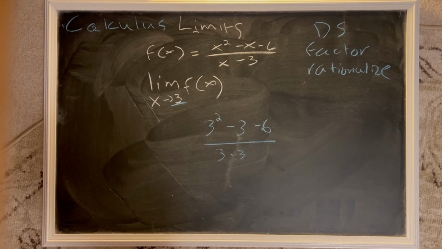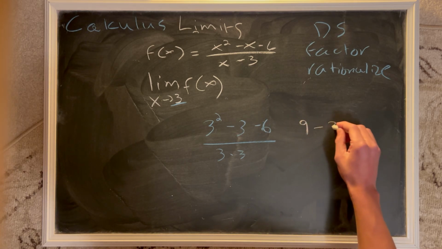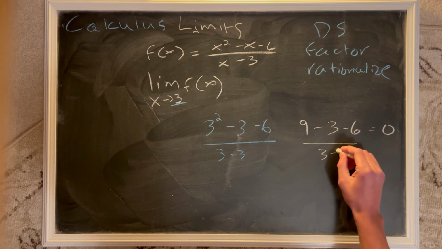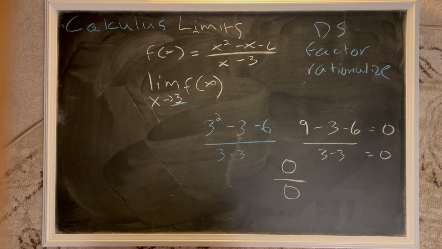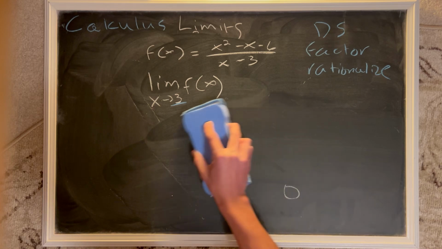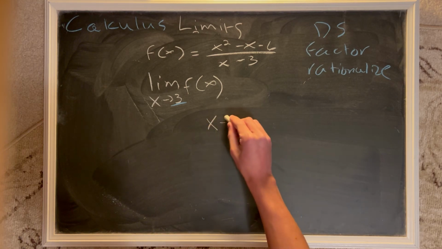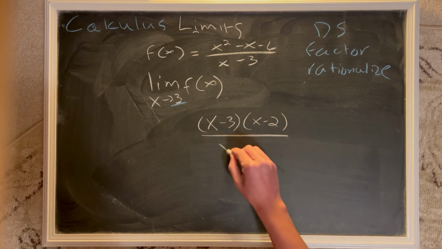So we can see 3 squared is 9 minus 3 minus 6 equals 0 over 3 minus 3, which also equals 0. So we again have that 0 over 0 indeterminate form. So this means that we're going to have to factor or rationalize. So let's do that. I see the top is a quadratic, and we know how to factor quadratics. This would factor into x minus 3, x minus 2, over x minus 3.